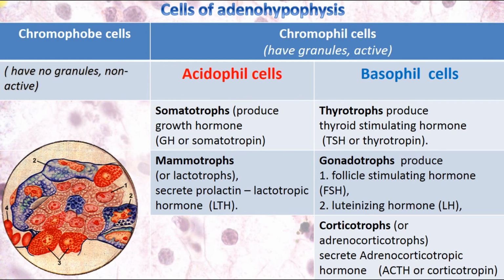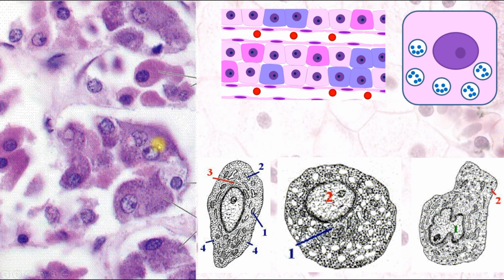FSH and LH in female organisms regulate the menstrual ovarian cycle, and they also have a very important role in the male reproductive system. And corticotrophs, or adrenocorticotrophs, produce ACTH, or adrenocorticotrophic hormone, which activates synthesis of glucocorticoids in zona fasciculata of the adrenal cortex. That's why this hormone is called adrenocorticotrophic hormone, and they regulate functions of the adrenal cortex. So we have basophil cells of 3 types.